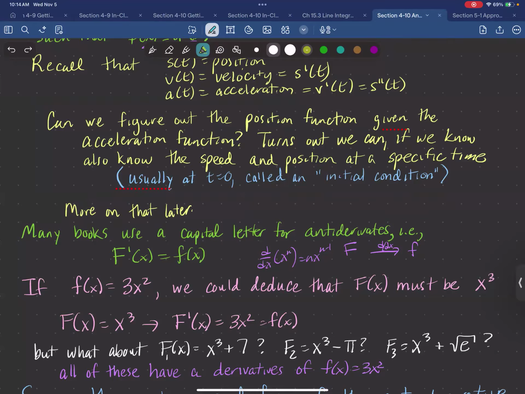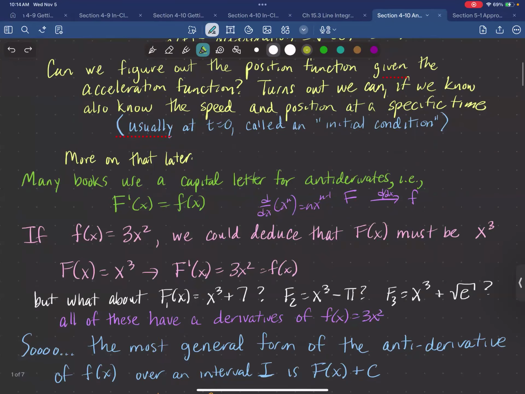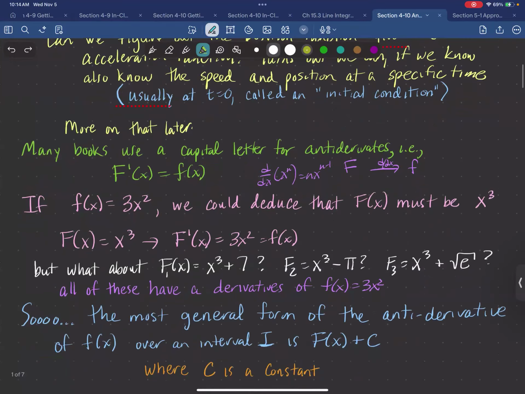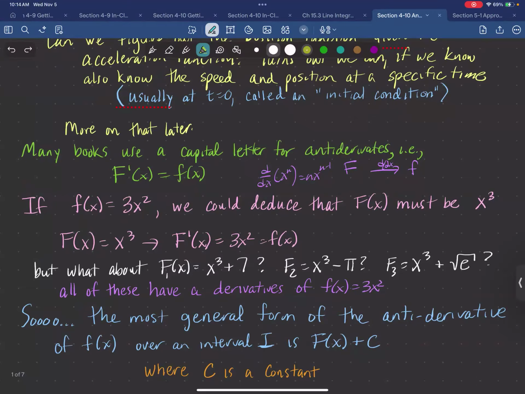Some books like to call it the family of antiderivatives. But what we get is a general form. We're going to say the antiderivative of f of x on some interval I, we don't know what it is, is F of x plus c. And c is a constant, okay? And that constant is called the constant of integration. It has a name. I don't know if I wrote it in the notes for later, so I'm going to write it down now. Okay.